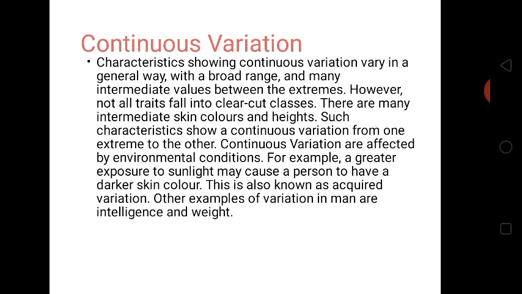So continuous variation is affected by environmental conditions. For example, a greater exposure to sunlight may cause a person to have a darker skin color. This is also known as acquired variation. Other examples of continuous variation in man are intelligence and weight.